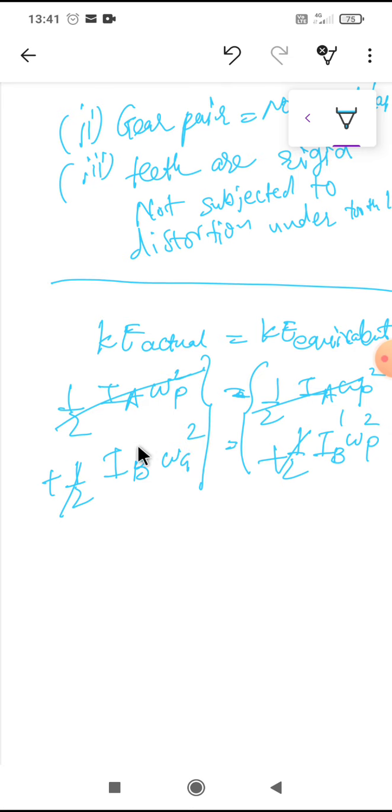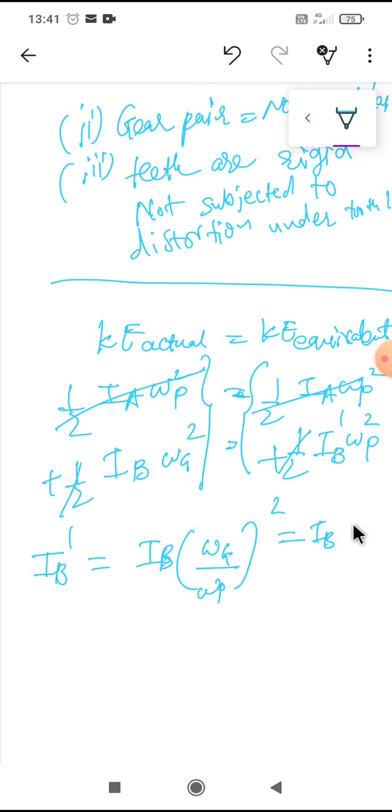If I make IB dash the subject, that is the moment of inertia of the new rotor, IB dash will be equal to IB into omega g divided by omega p, whole square. This is the angular velocity ratio, which we can write as the gear ratio, so IB dash equals IB into GR square. This is the actual kinetic energy and the equivalent kinetic energy.